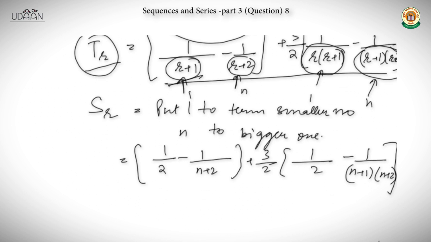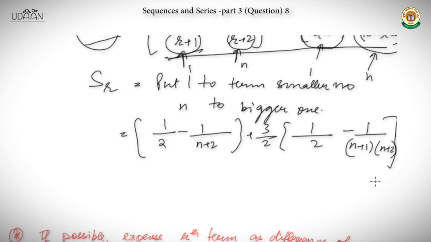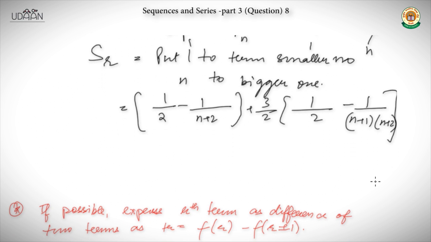The main catch in this question was, see where I have written below, if possible we express the rth term as a difference of two terms, as Tr equals f of r minus f of r plus 1. So we see that r minus 1 and r are consecutive terms, and r plus 1 and r are again consecutive terms. And don't forget that this trick of putting 1 to the smaller term and n to the bigger one, we can do only if the terms are consecutive.